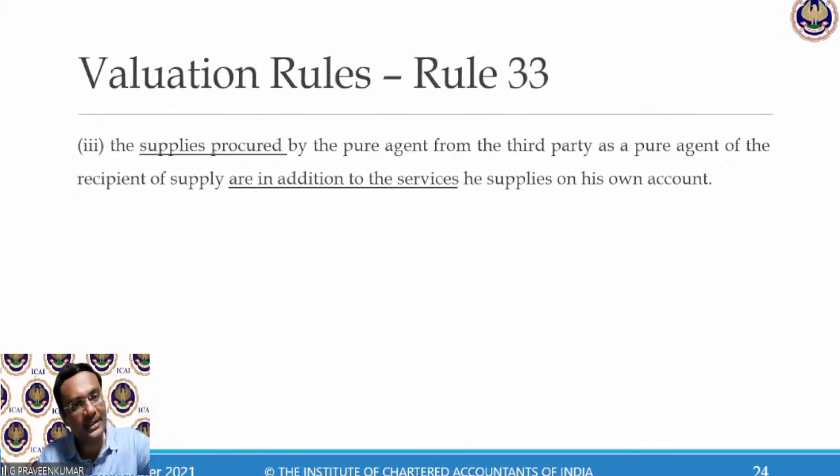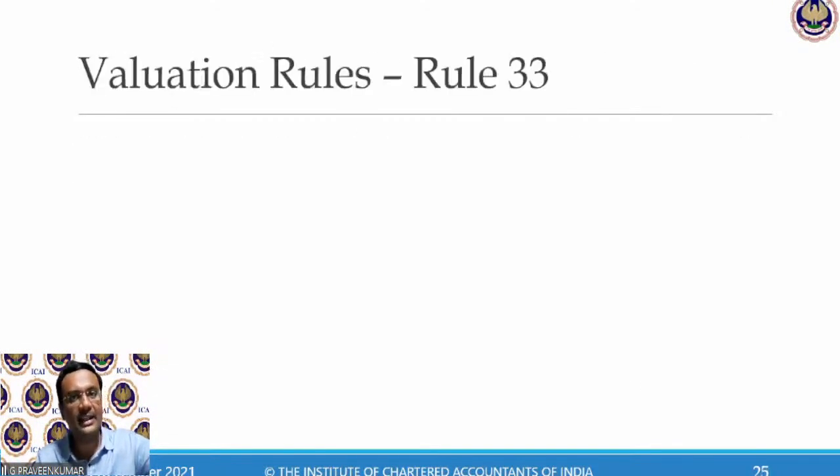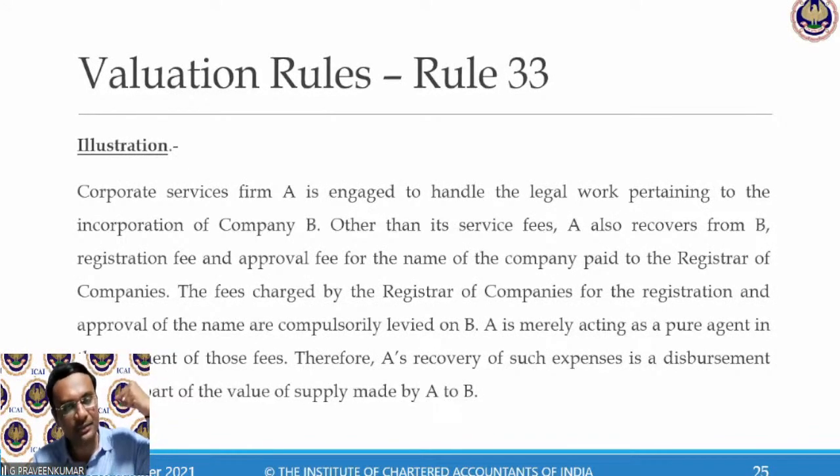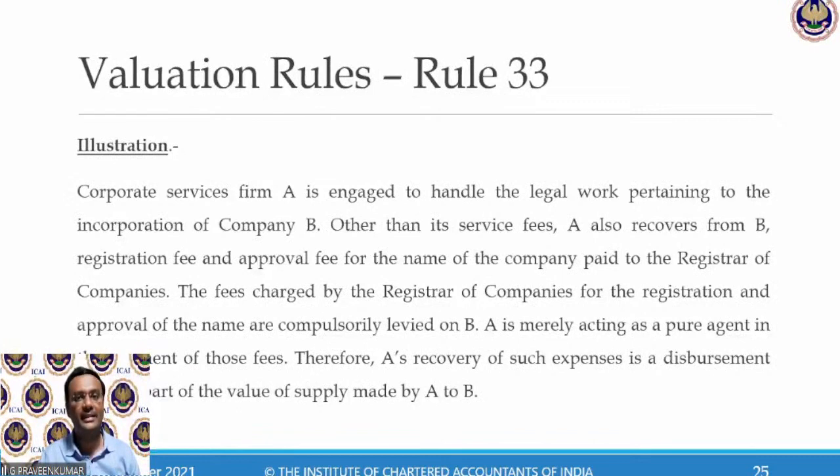So 5,000 is my charge. In addition to that, 300 is my reimbursement, right? So when all these three conditions are satisfied, then I keep that away from the value of supply. Let me just halt here to see if there are any questions so far on this value of supply and pure agent.